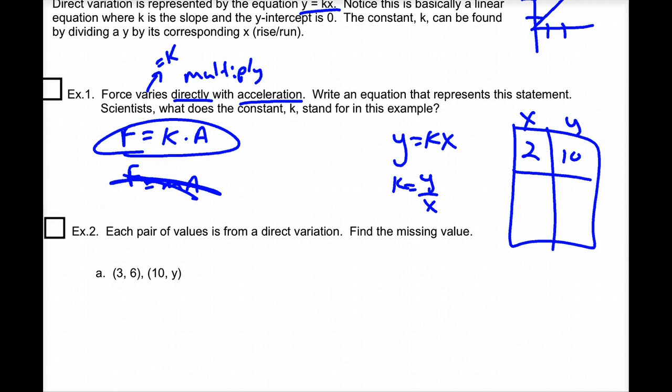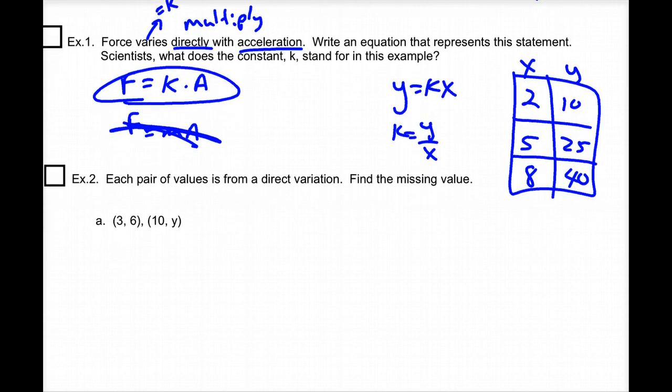So if I put a 5 here, this would have to be 25, because 25 divided by 5 is 5. If I put a 40 here, this would have to be 8, because 40 divided by 5 is 8. So when you've got a bunch of points where the quotient of y and x is the same, it's a direct relationship.